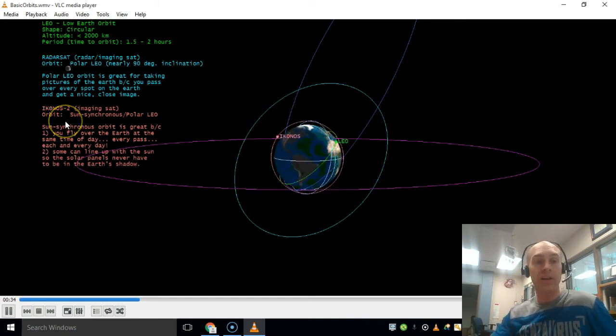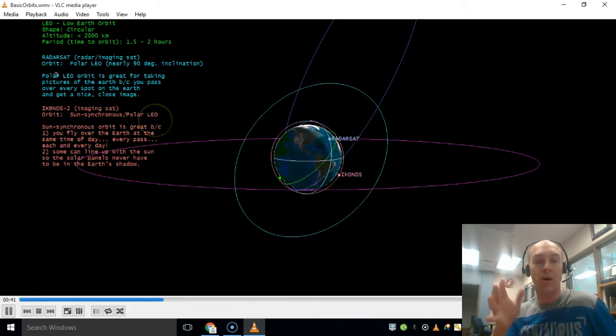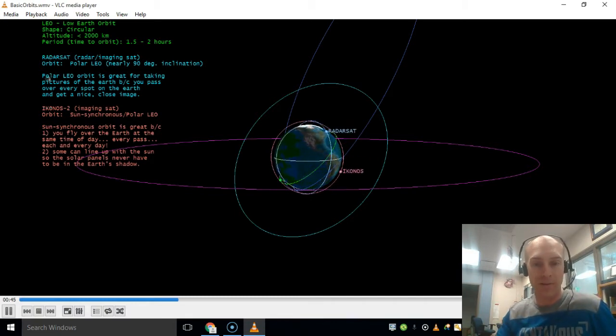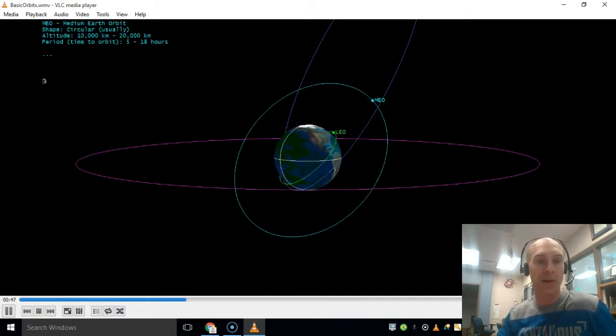get a nice close image. The IKONOS 2 is an imaging satellite, and it's sun synchronous polar, which means that it's following the sun, so it's always getting the same time of day, so you never have shadows. So that's a clever type of orbit to use for a low Earth orbit.